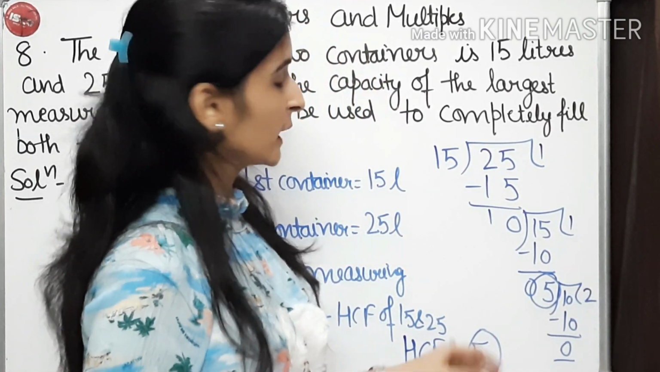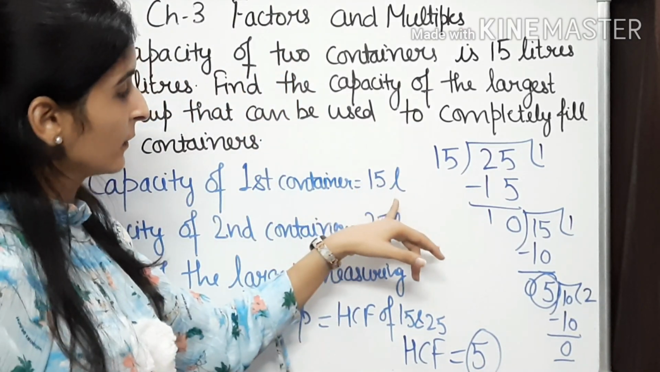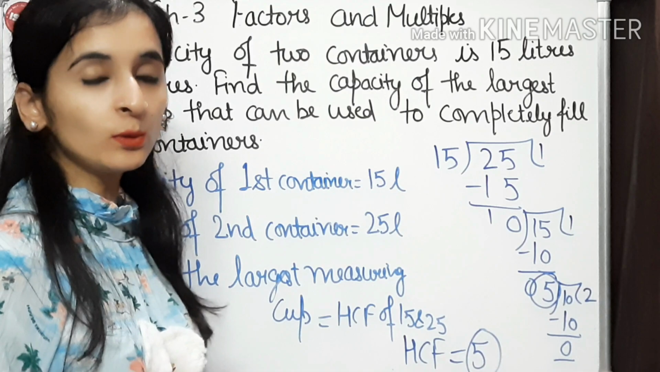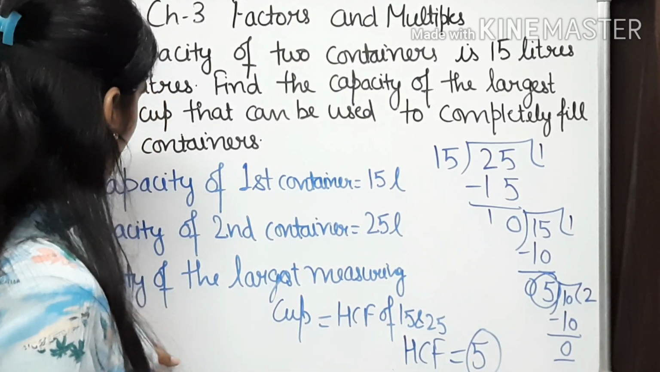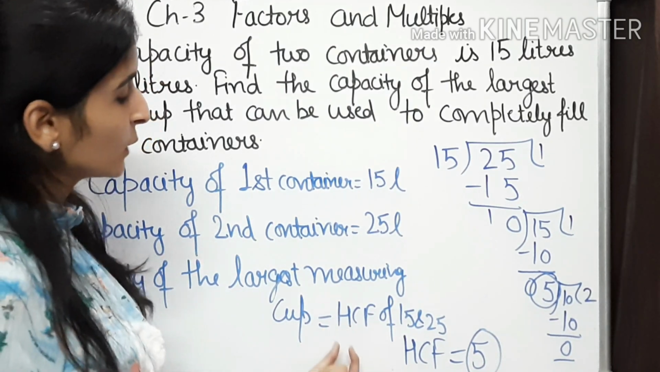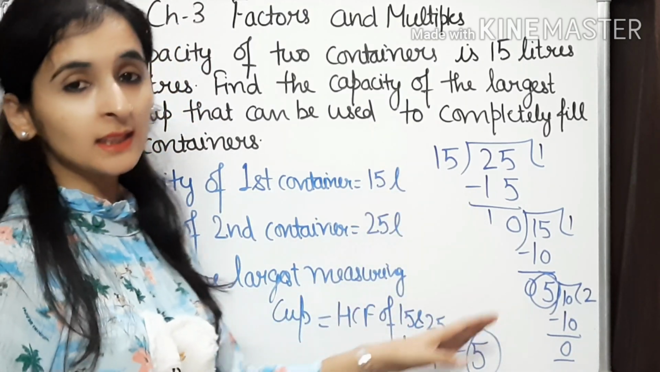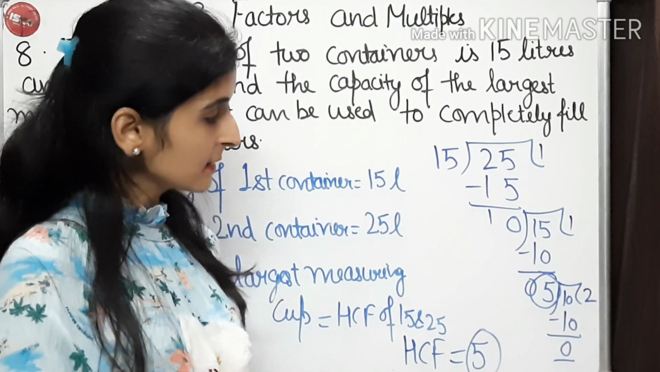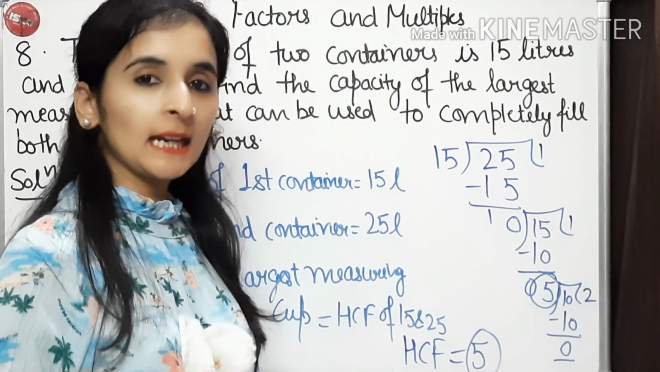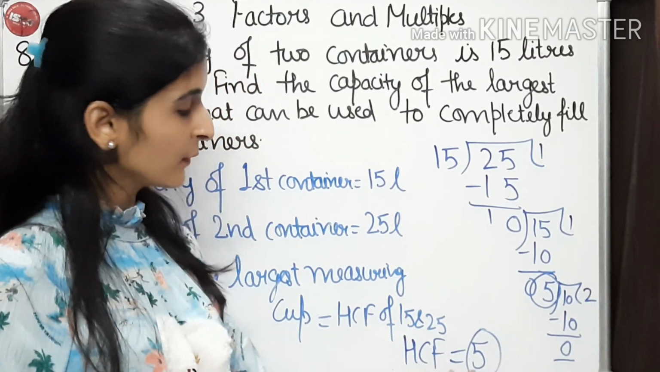So what have we done in this question? We were given the capacity of first container, which is 15 liters. The capacity of second container is 25 liters. Then we had to find out the capacity of the largest measuring cup, which is equal to HCF of 15 and 25. I followed the division method to find the HCF, and by this method the last divisor will be the HCF of the numbers. The last divisor is 5, so the HCF is 5.